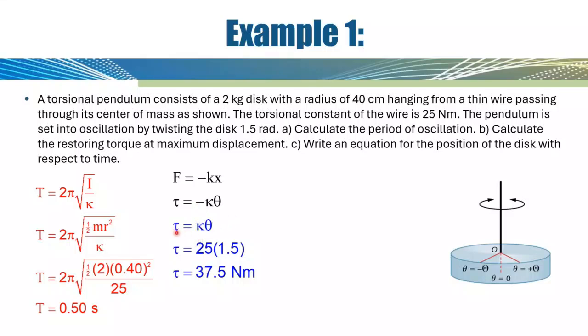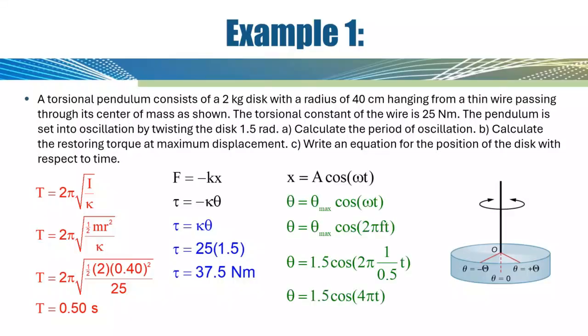So the restoring torque is equal to the torsional constant, 25, how twisty the wire is, times the maximum displacement, which is 1.5 radians. I get a maximum restoring torque of 37.5 Newton meters. All right, letter C says, write an equation for the position of the disk with respect to time.